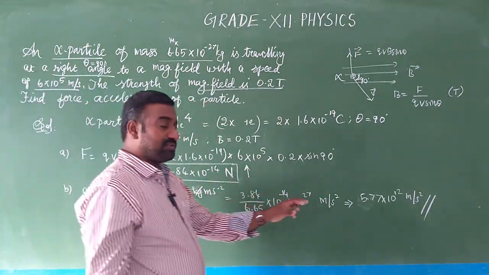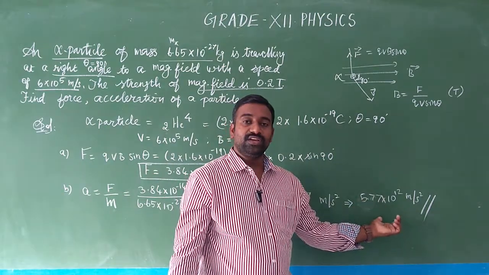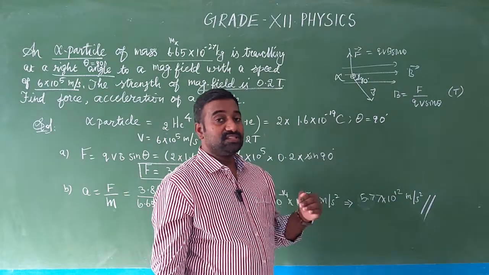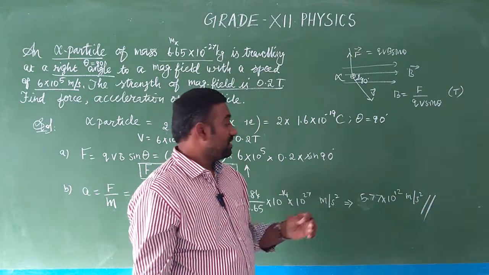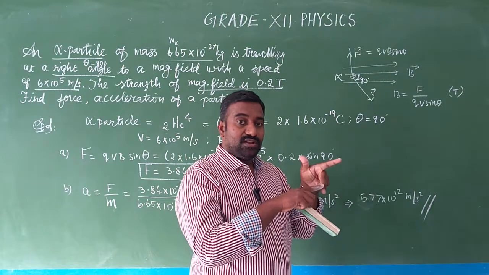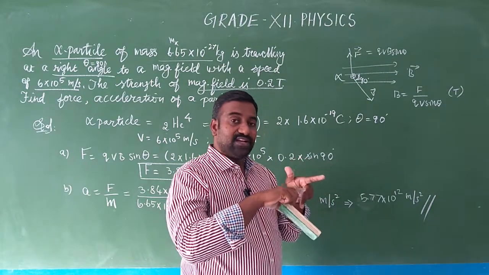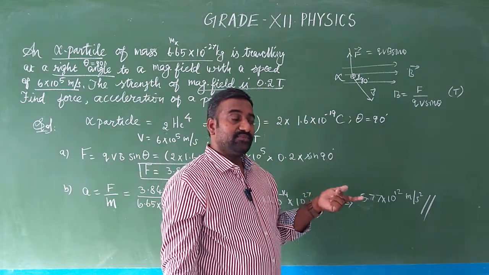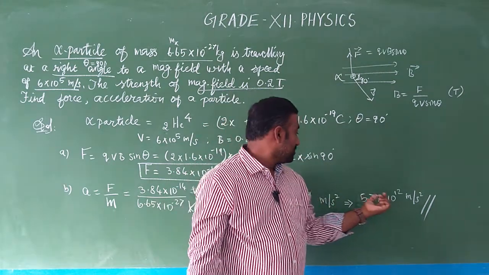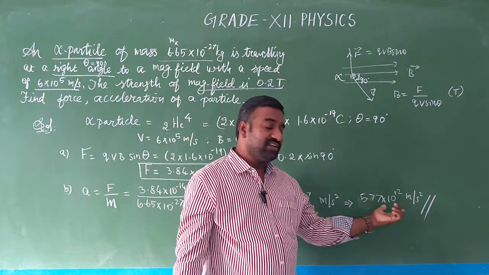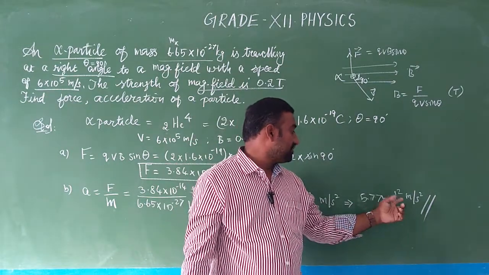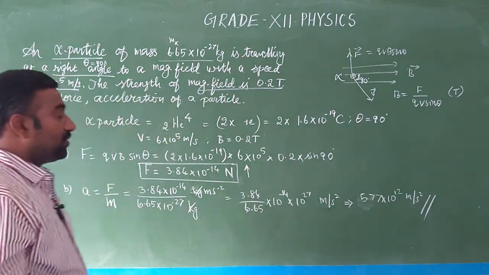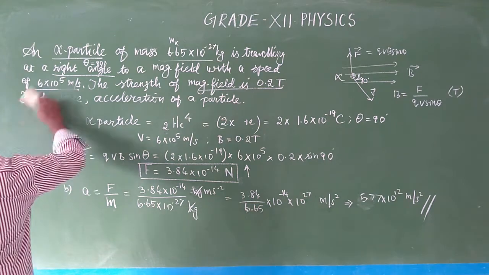This acceleration is very large compared to the acceleration due to gravity on Earth, which is only 9.8 meter per second square. But when the alpha particle, that is a positively charged particle, enters at right angle to the external magnetic field, it experiences a greater force. Due to the greater force, the acceleration is also very huge, that is 5.77 into 10 to the power 12 meter per second square. Okay, now the next topic is Biot-Savart law.